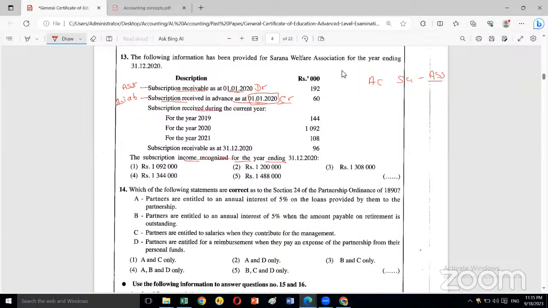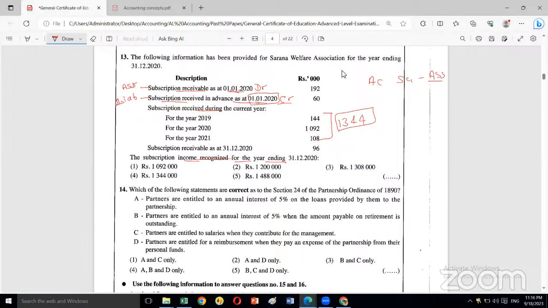Subscription received. I received this money as cash. When I am getting the cash, what is the double entry? First of all, we'll calculate the total of the money I received. 144, 1,092 plus 108. How much is the answer? 1,344. Okay, this is the amount. I received 1,344,000 as cash.